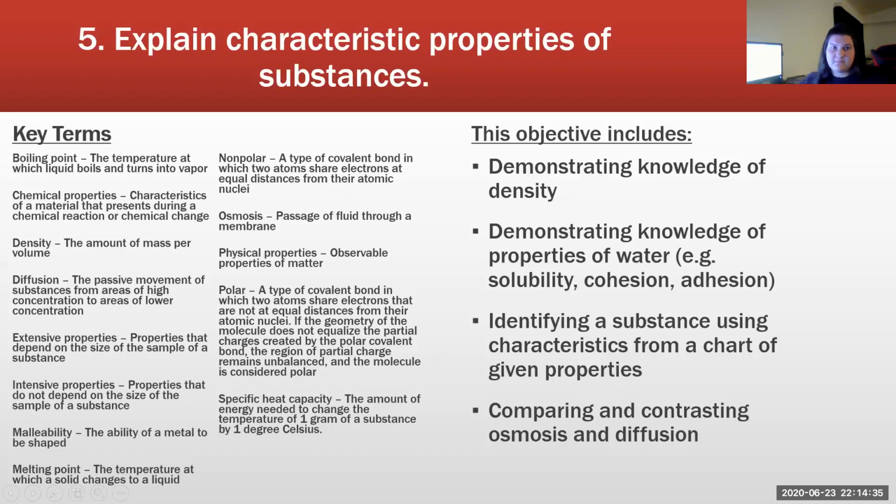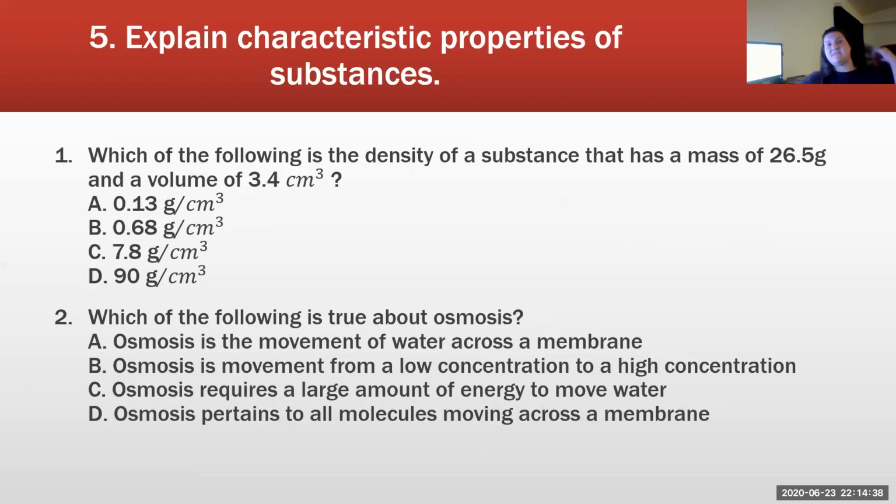So, which of the following is the density of a substance that has a mass of 2.65 grams and a volume of 3.4 centimeters cubed? The correct ratio of mass to volume is the weight divided by the volume, because we want to know how much of that weight can fit into the volume. We don't need to know how much of the volume can fit into the weight. So to figure this out, you have to divide 2.65 by 3.4.